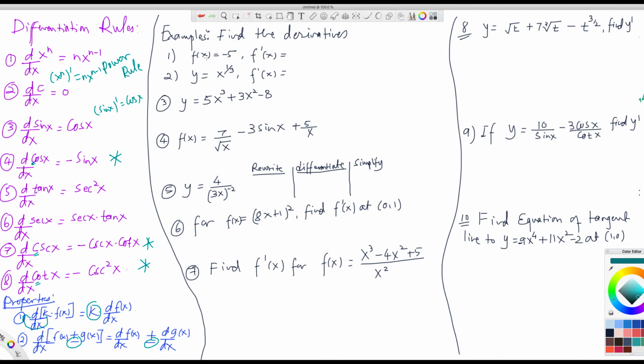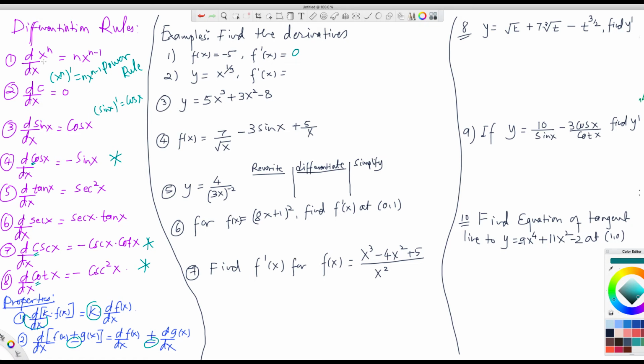Okay, so f of x equals negative 5. So what will be f prime of x? Look at this, the formula number 2, right? There is no x on the right side, so it is just a constant. The derivative of a constant is 0. That's the answer. Now number 2, y equals x to the 1/3.